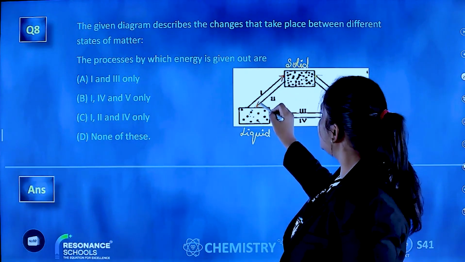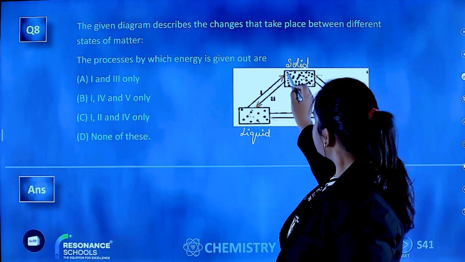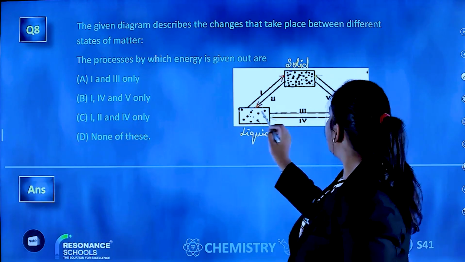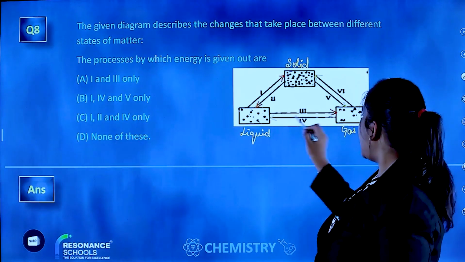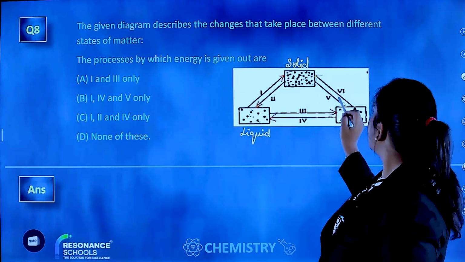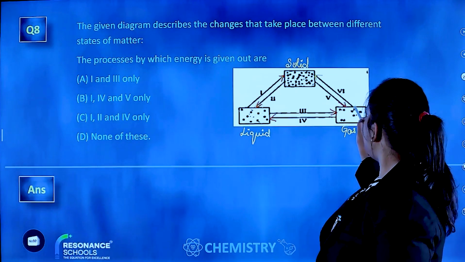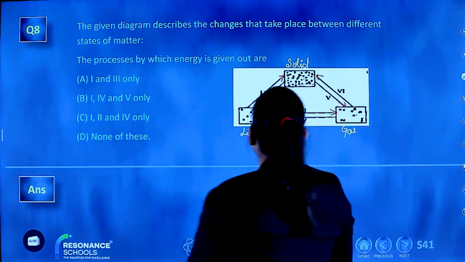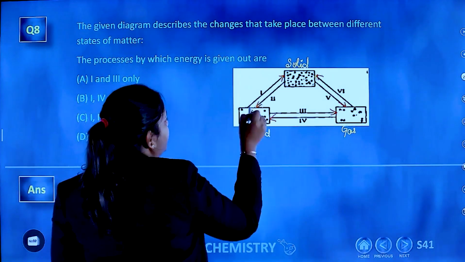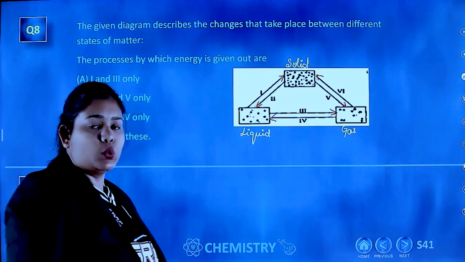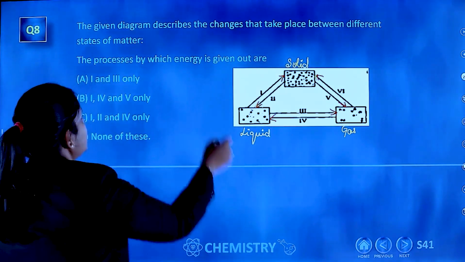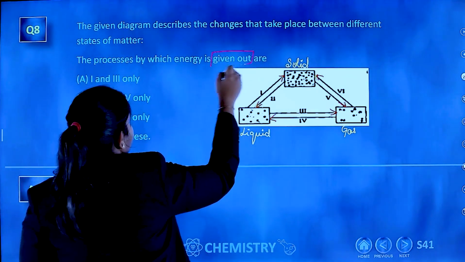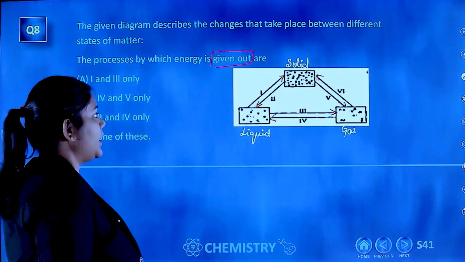1, 2. Liquid to solid, solid to liquid. Liquid to gas, gas to liquid. Solid to gas and gas to solid. Right? Okay. Coming to the solid. Solid to liquid. What is it saying? Given out. Energy bahar nikalni chahiye. Energy should be given out.